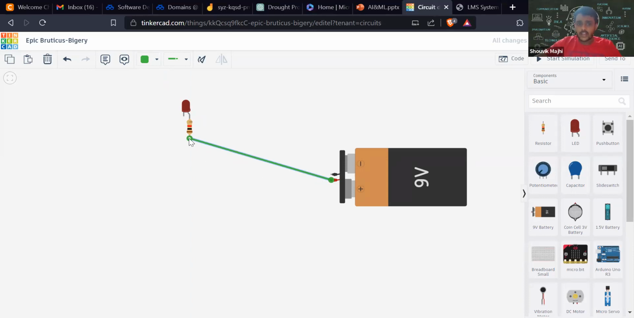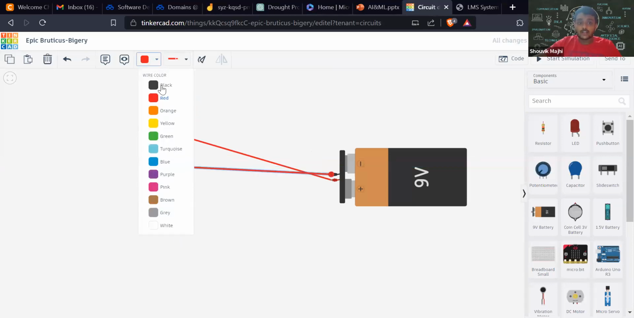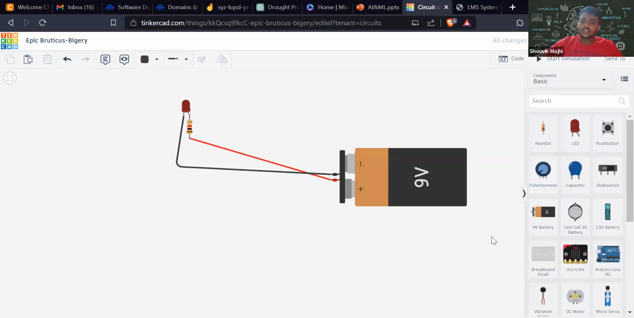So that is it. This is the positive side of the resistor, which has been connected to the positive side of the LED. So this should be going to the positive side of the battery itself. Let us color code the wire with the color red. And from the negative terminal itself, let us take another wire and go to the cathode. Let us color code as black. So this completes my circuit.